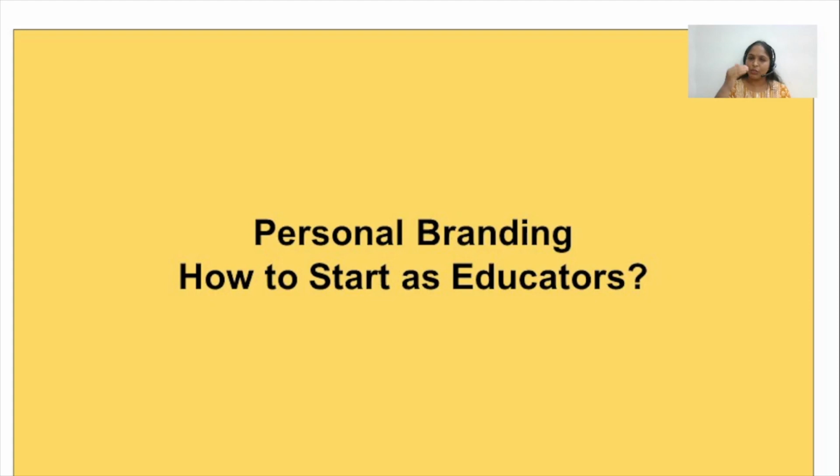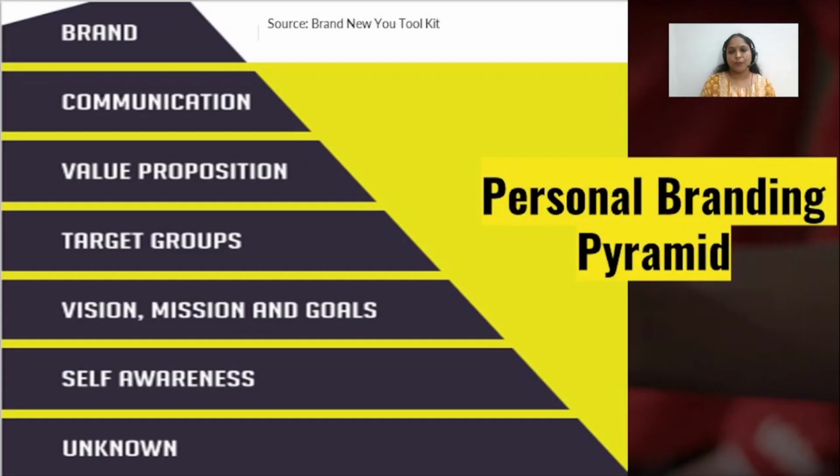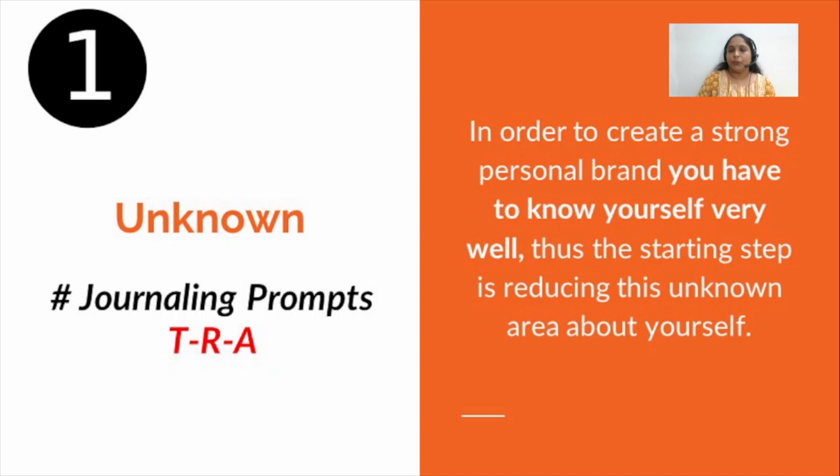Okay, so let us start with the first step. This is the personal branding pyramid that I was talking about, and now let us discuss the first layer of the personal branding pyramid, which happens to be the unknown. Unknown is like, as an individual, not just as an educator. Many times there are a lot of qualities that we are aware of and others are not. There might be many qualities that others are aware of, but we are not. And there can be many qualities that none of the parties are aware of.